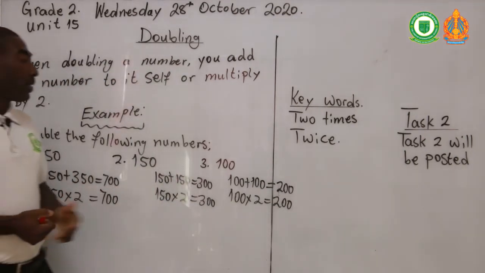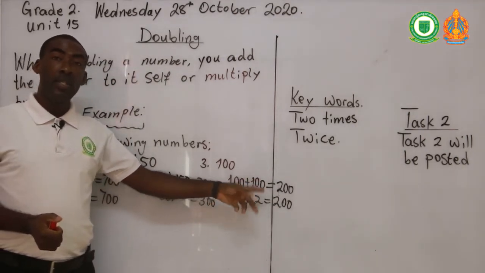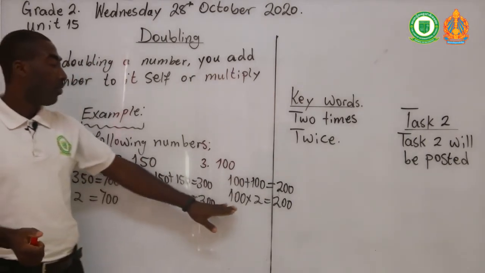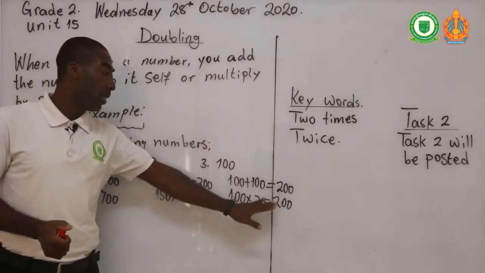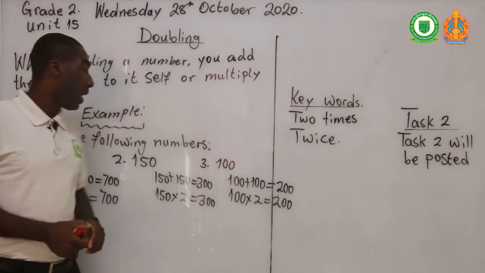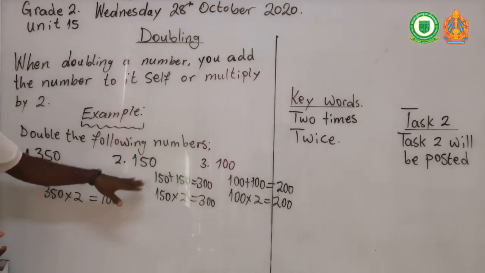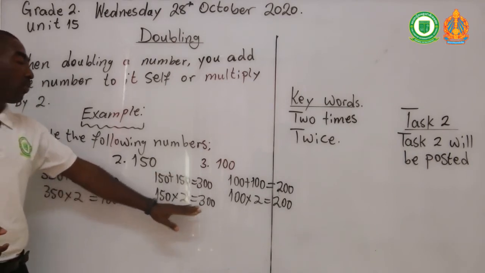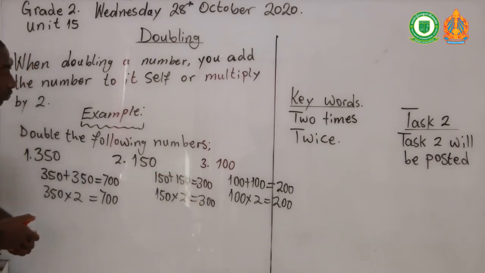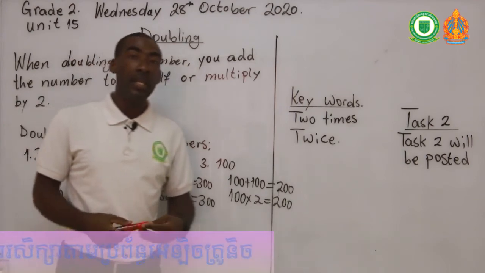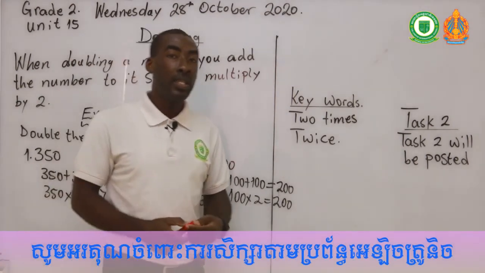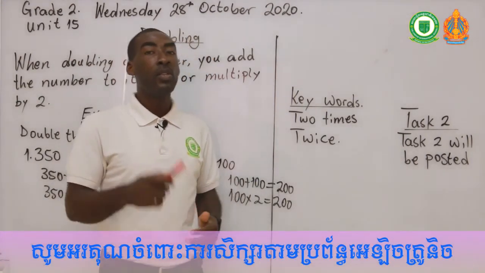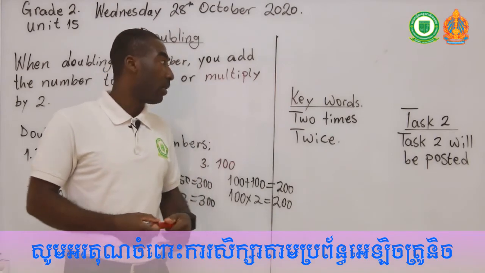So we could use either adding the number to itself, or we can use multiply by 2, and they all have the same answer as doubling. Okay, so here we use the same number, and here we use multiply by 2. Choose the method that is easiest and most convenient for you to do your calculations always.